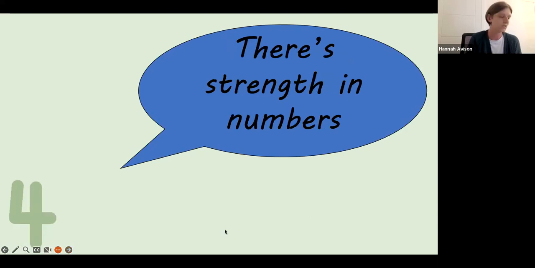Number 4, there is strength in numbers. Lots of choral drilling, I find, gives learners confidence in the language and takes the pressure off them. So you can give learners lots of opportunities to practice in this way. You can change the groupings, have smaller groups, but still keep the choral aspect of the drilling to help people feel natural and confident with the language before you get them to use it on their own.